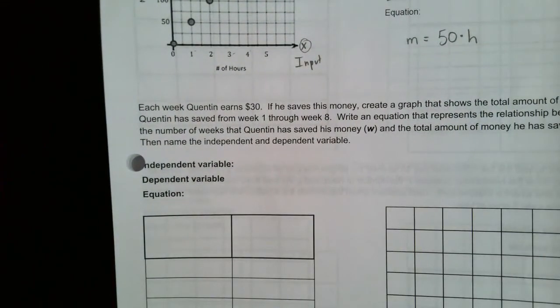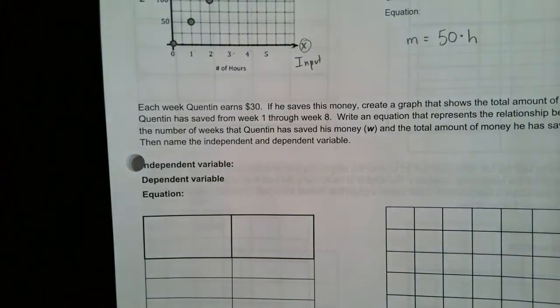We're going to make a graph for this. It says each week, Quentin earns $30. If he saves this money, create a graph that shows the total amount of money Quentin has saved from week 1 to week 8. Write an equation that represents the relationship between the number of weeks that Quentin has saved his money and the total amount of money he's saved.